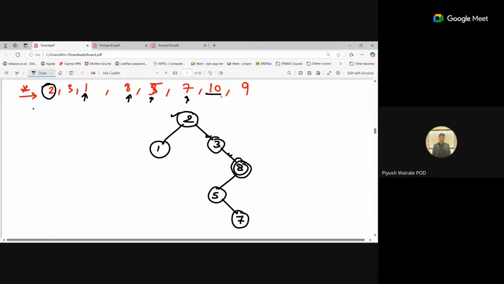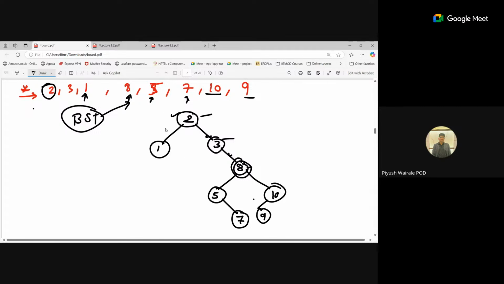Okay. What about 10? Right of 8. Greater than 2, greater than 3, greater than 8, that is 10. What about 9? Left of 10. Again compare: greater than 2, yes, greater than 3, yes, greater than 8, yes, greater than 10, no, so that will be on the left. That is basically 9. So this is what the resultant binary search tree will look like for a given sequence. Once we are given the sequence, you should be able to construct a binary search tree like that. Okay.